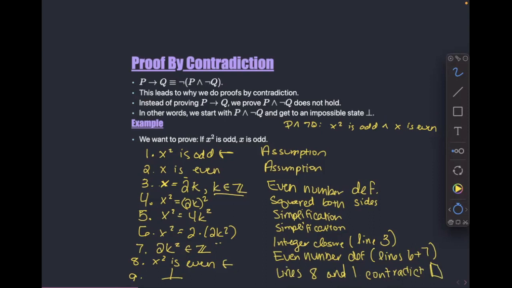And so that's how you do a proof by contradiction: you make 2 statements that directly contrast each other, and then you say, okay, that's my contradiction. And so that's one way you can prove something.